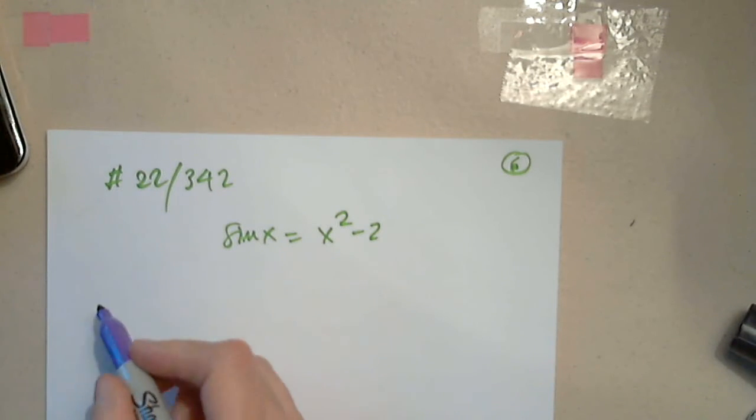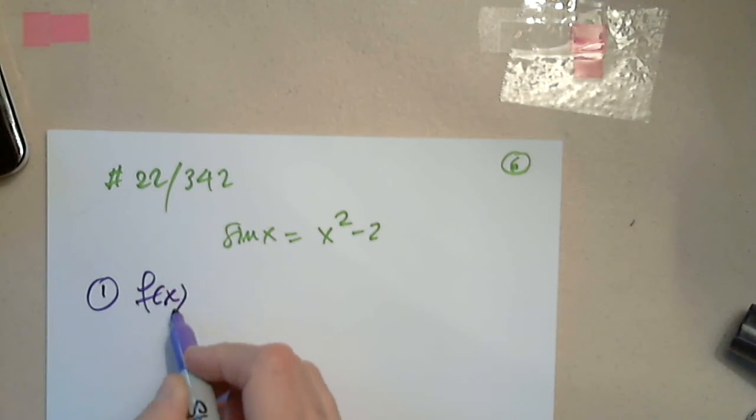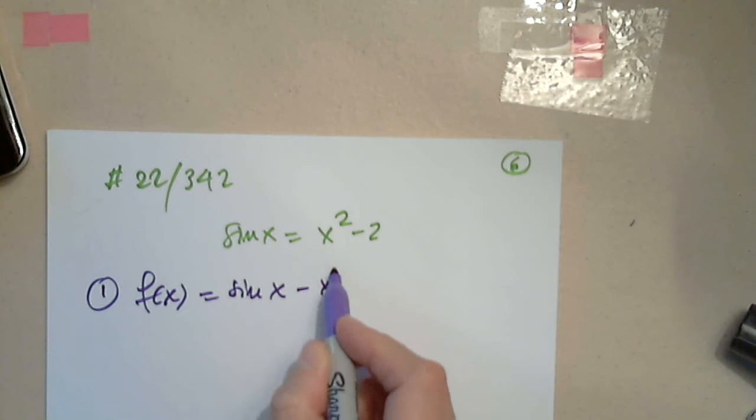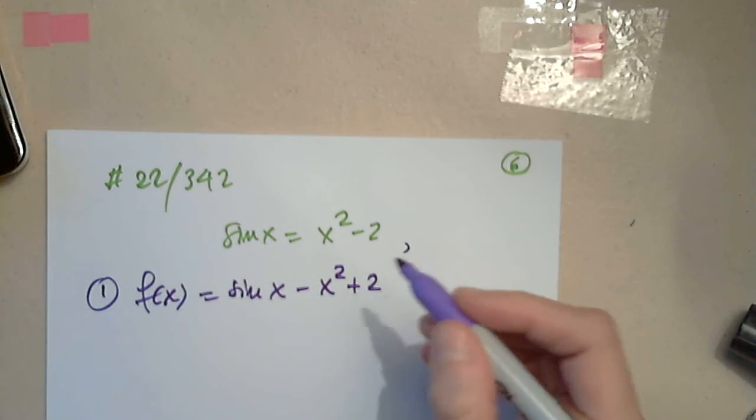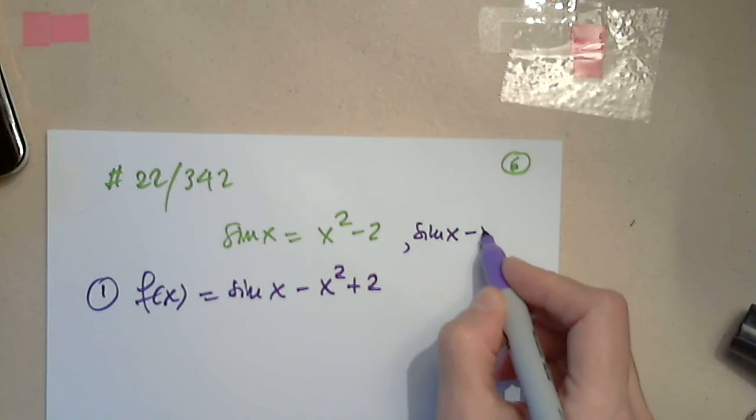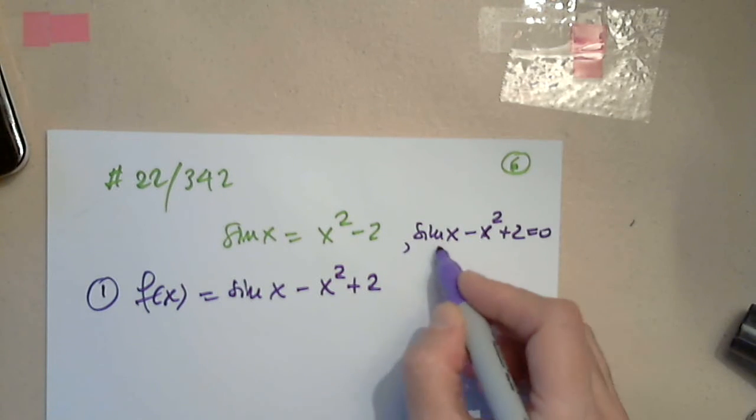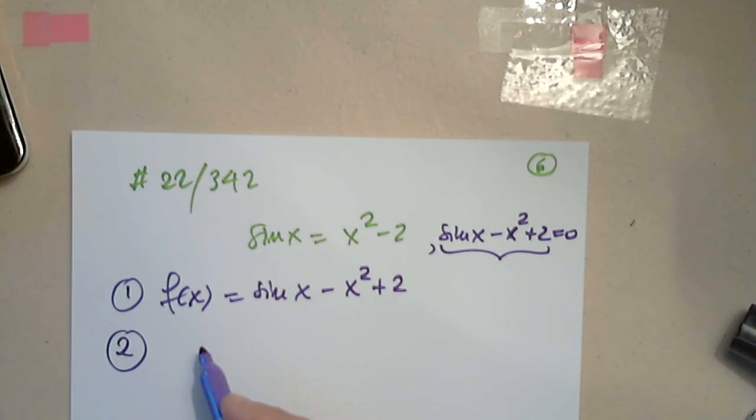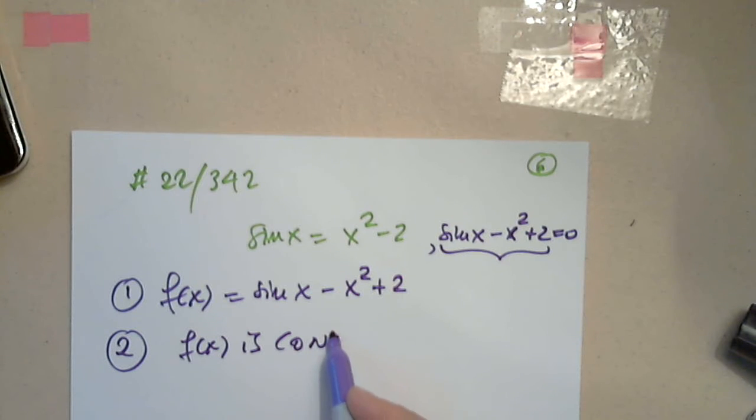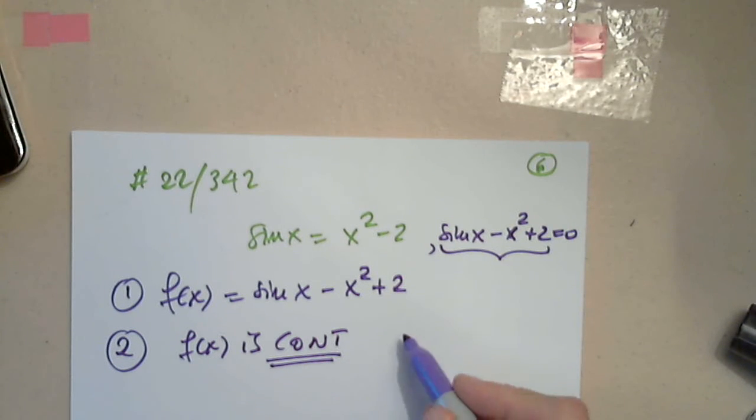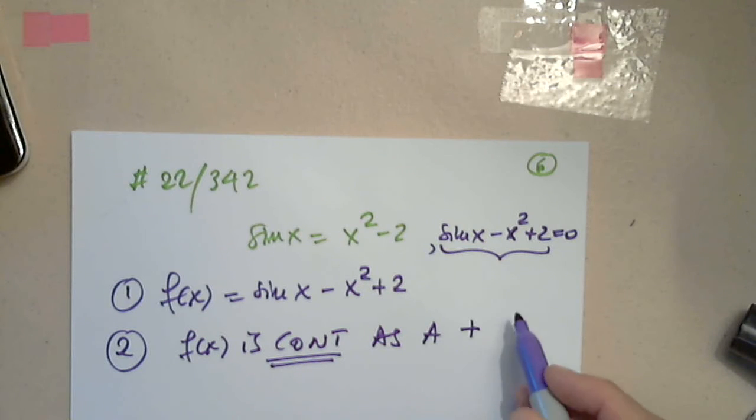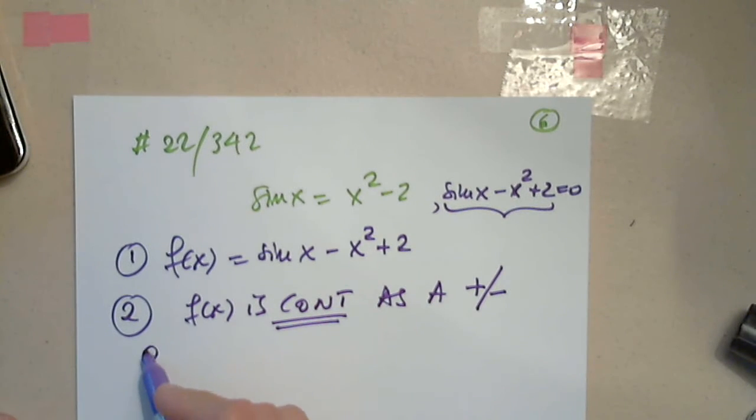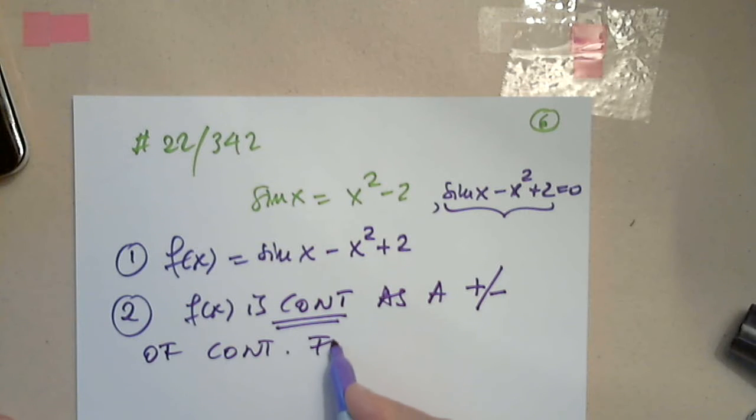And here's the function. Number 1, f of x equals sine x minus x squared plus 2. Because this is the same as sine x minus x squared plus 2 equals 0. So this is our function: sine x minus x squared plus 2. In step number 2, I will say that f of x is continuous everywhere as a difference or sum of continuous functions.